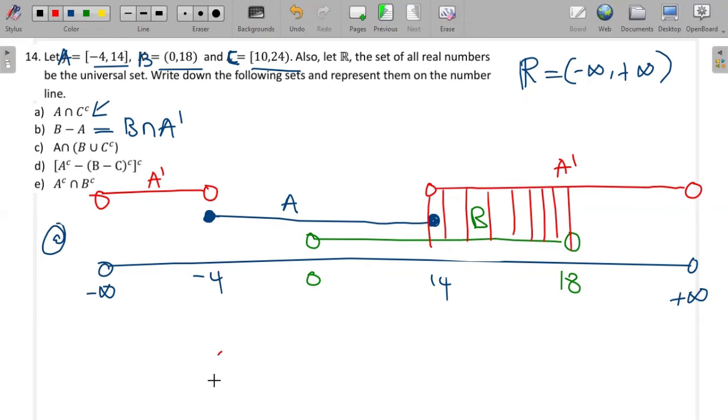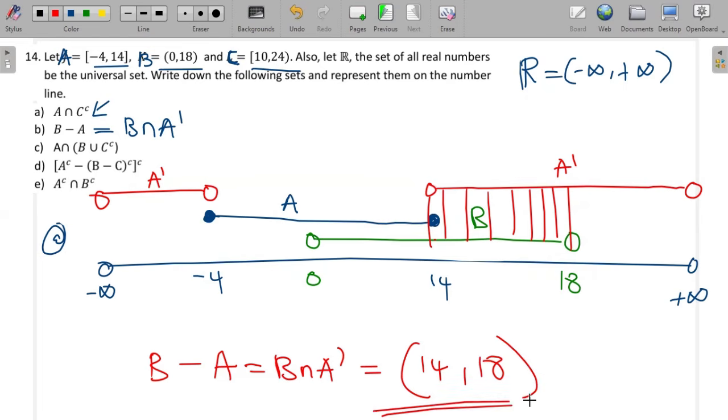So B minus A, which is the same as B intersection A complement, will be equal to, starting at 14, ending at 18. But now what type of brackets do we put here? So we come at 14. In the green line of the B, 14 is there because we have a solid line passing at 14. But in the A complement, there's an open circle. So we have curved. At 18, in the B, I have an open circle, so it will also be curved. So this one is my B minus A. That's my B minus A. And then from there, let's look at C.